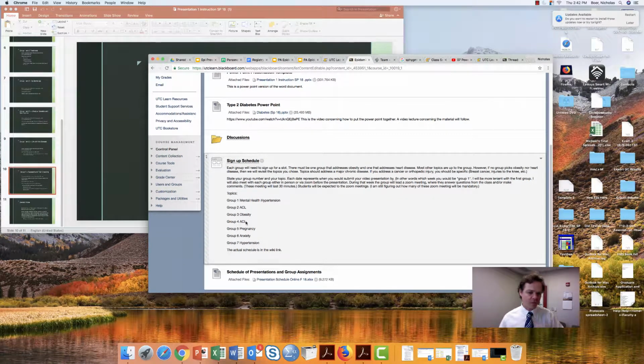I had group four change their topic because I don't want any topic to be completed by two groups. I want each group to have separate topics. Also, group one will need to determine their specific topic because hypertension is already being taken by group seven, so they will need to adjust it. And if they do mental health, it needs to be something other than anxiety.